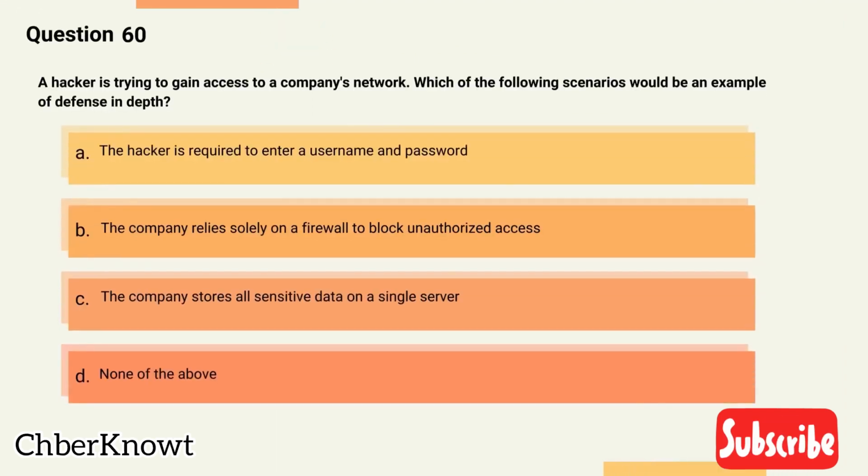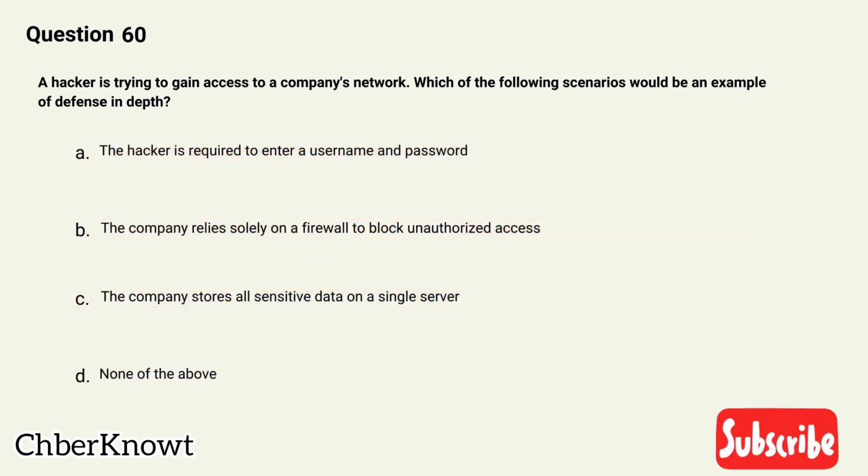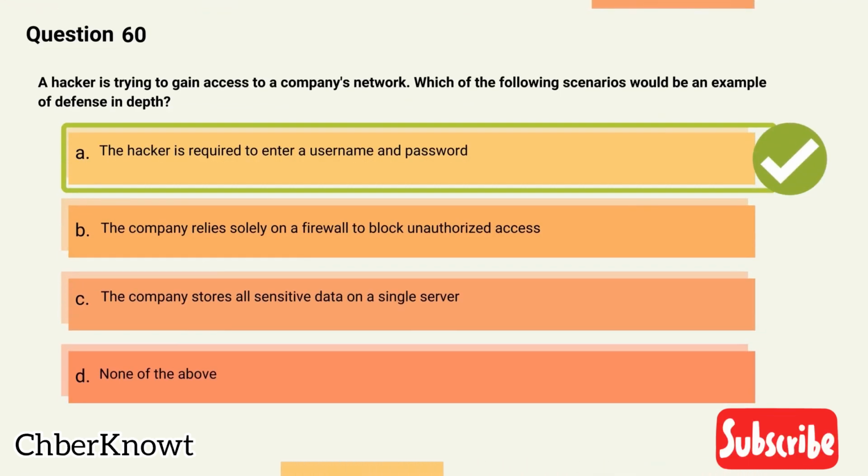Question 60. A hacker is trying to gain access to a company's network. Which of the following scenarios would be an example of defense in depth? Option A, the hacker is required to enter a username and password. Option B, the company relies solely on a firewall to block unauthorized access. Option C, the company stores all sensitive data on a single server. Option D, none of the above. The correct answer is option A. The hacker is required to enter a username and password.